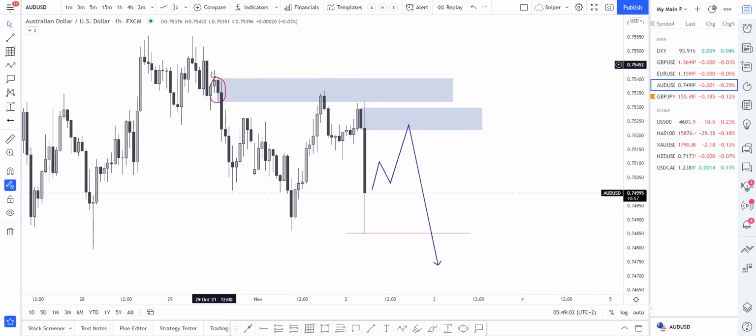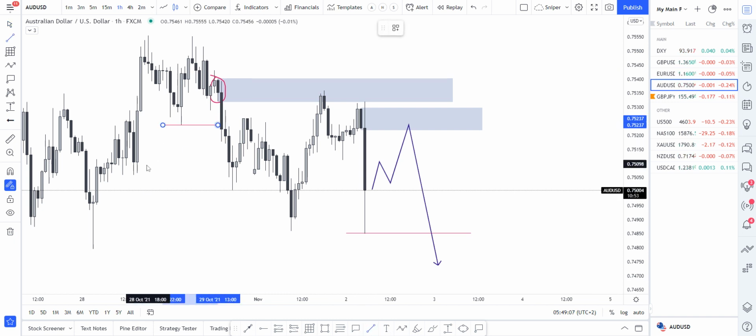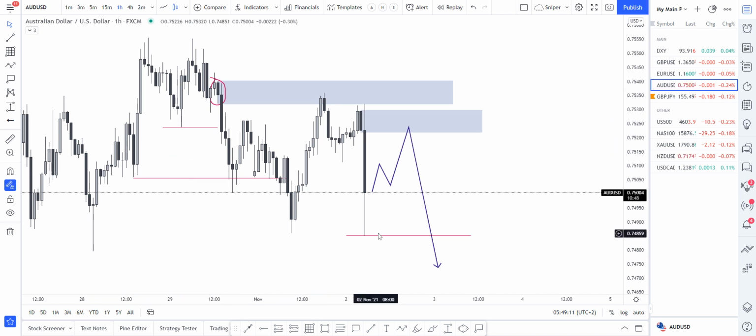And just because of the fact that we reacted off of this liquidity, this order block, this sell zone, we broke structure. If we just look at the recent structure, recent price action, it seems to be more bearish. So for that reason, we're looking more for sells.